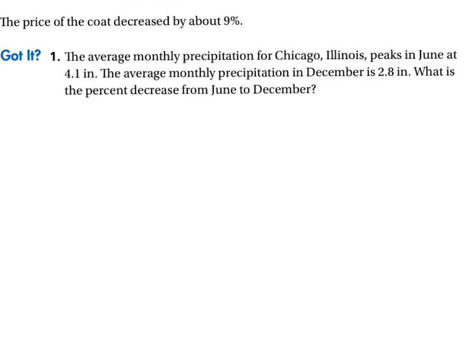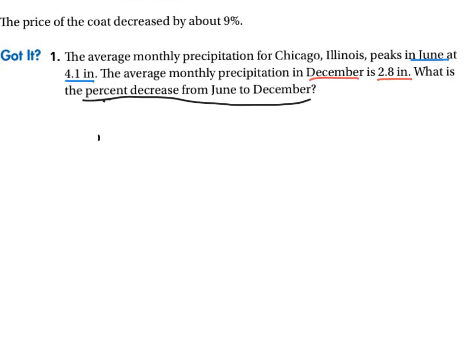If you look at the Got It number 1, the average monthly precipitation for Chicago, Illinois peaks in June at 4.1 inches. The average monthly precipitation in December is 2.8 inches. What is the percent decrease from June to December?